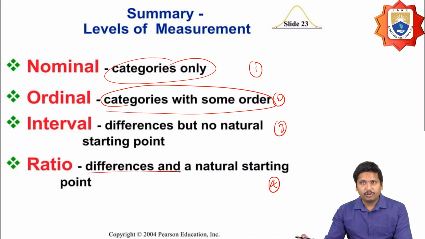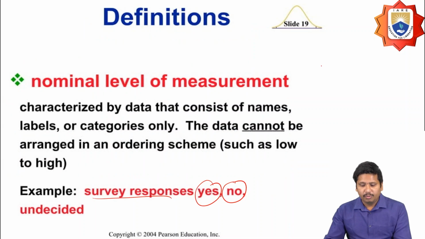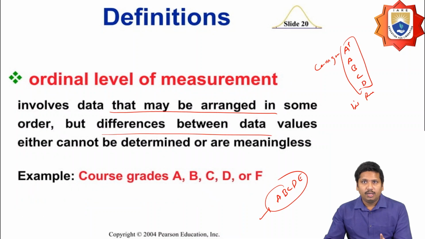So nominal means we consider only categories, and ordinal means we extract the data based on order, and interval should be of differences but no starting point. And ratio means we consider the differences but with a natural starting point. Nominal means the data is not arranged in any ordering, so that should be treated as the nominal one. And ordinal means the data is arranged in different orders, either ascending or descending, but order is maintained, so that should be treated as the ordinal level of measurement.